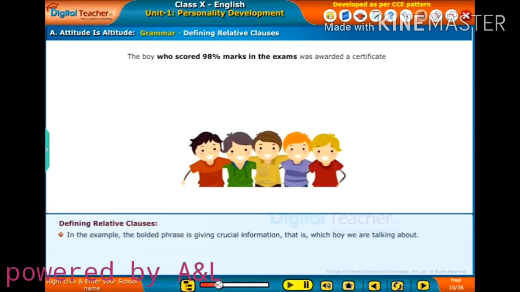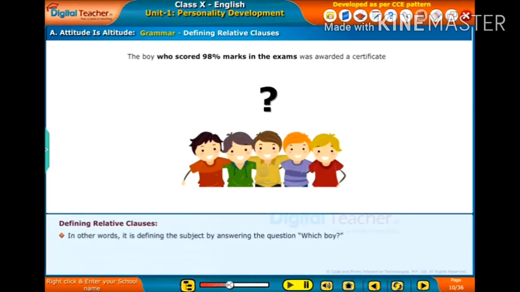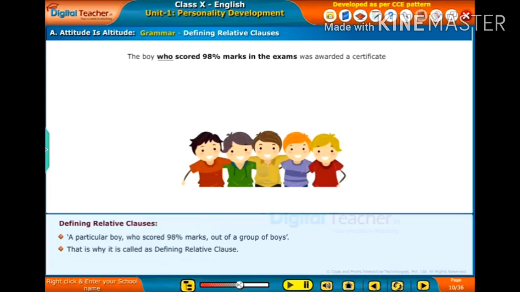In the example, the bolded phrase is giving crucial information, that is, which boy we are talking about. In other words, it is defining the subject by answering the question, which boy? A particular boy who scored 98% marks out of a group of boys. That is why it is called a defining relative clause.